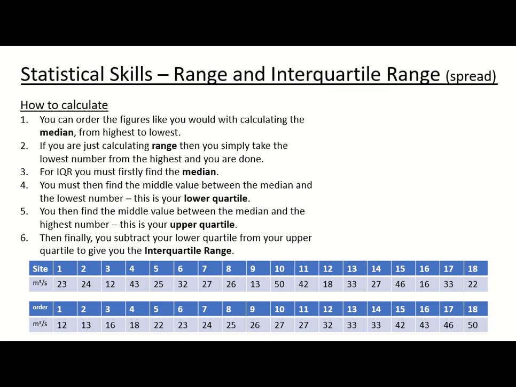Okay, so I've ordered the numbers from lowest to highest. You can see there on the thing below. And what you can see now is there's my lowest, there's my highest. So my range is 50 minus 12, and therefore my range is 38. Okay, that should be easy. So hopefully you've got 38 as your range.